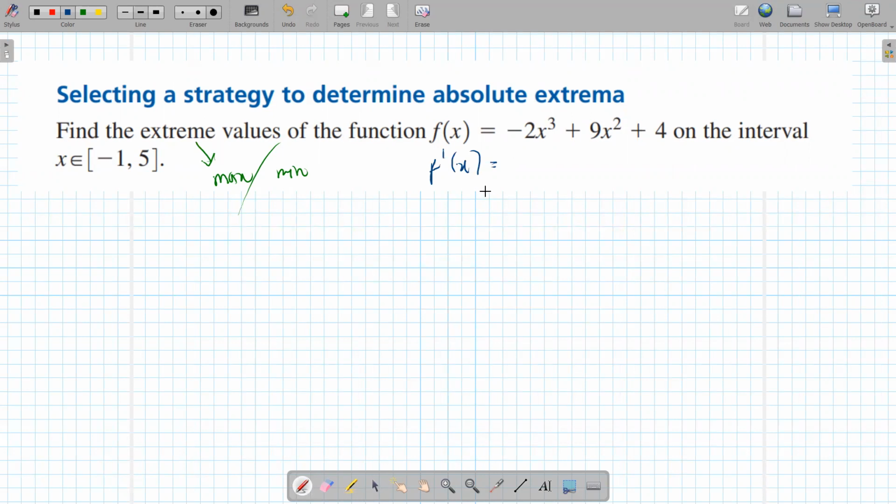What's going to be the derivative of this cubic polynomial they've given us? Negative 6x squared plus 18x. And we know at the extreme values, f prime of x is going to be 0, like that. Again, we've done this a few times. We can pull out a negative 6x. What are we left with?